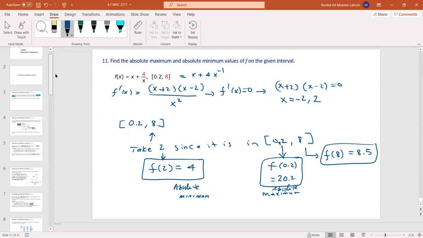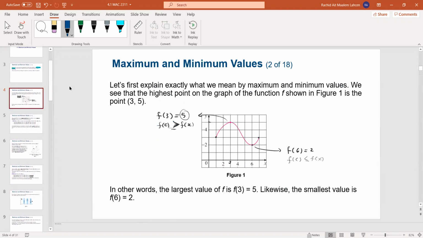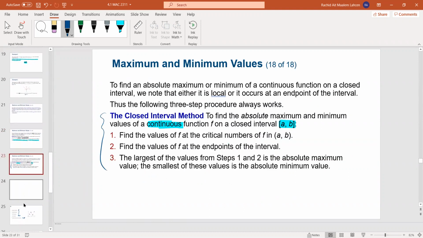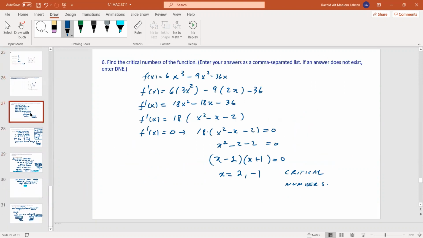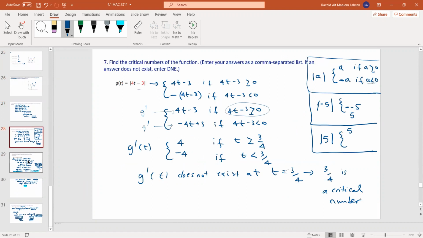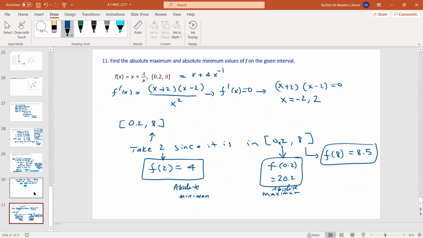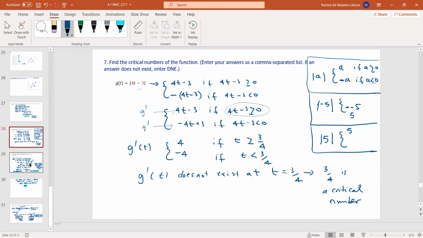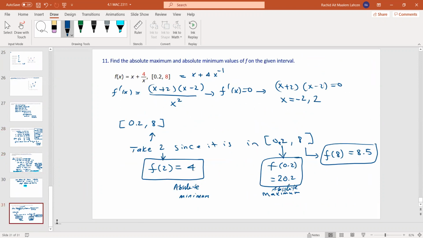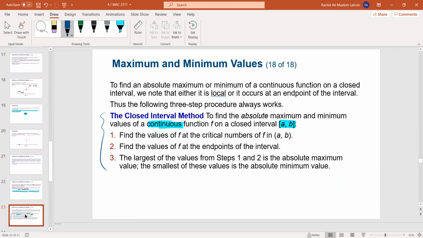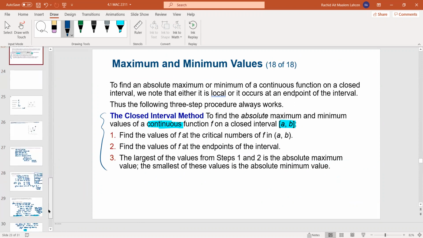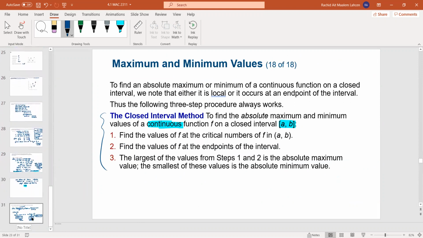So we can summarize these notes. There isn't much really other than just to understand the difference between the absolute and the local, finding the first derivative, and finding the critical values, and that's all. And if you use this closed interval method we talked about here, it gives you the absolute max and minimum on the interval a, b.